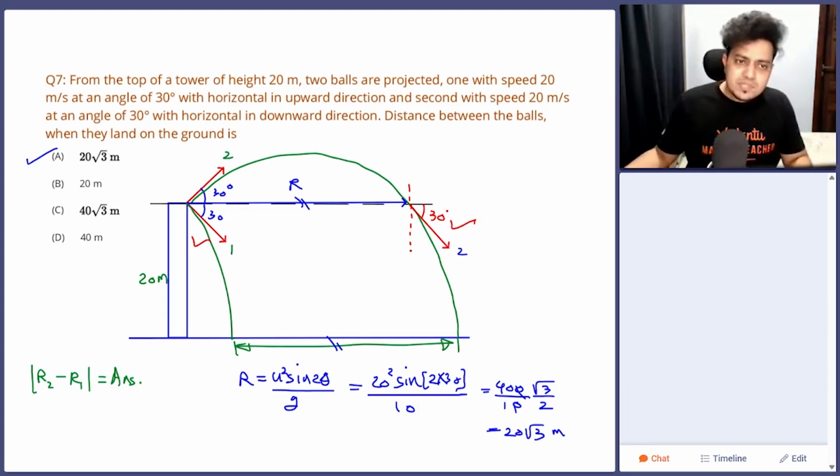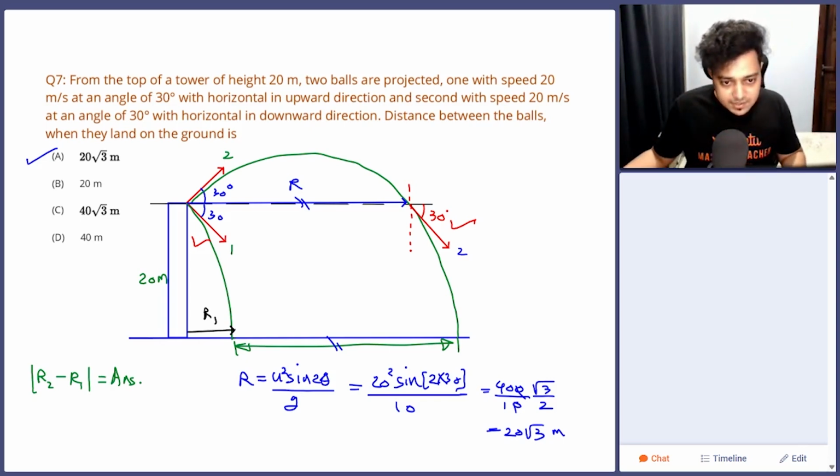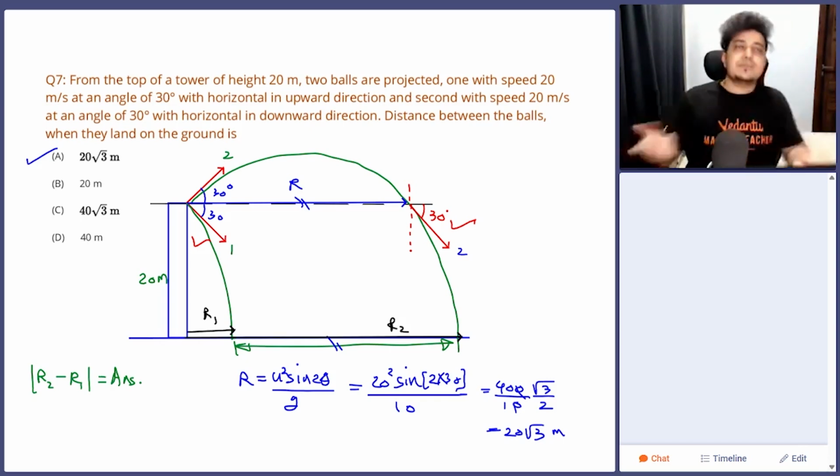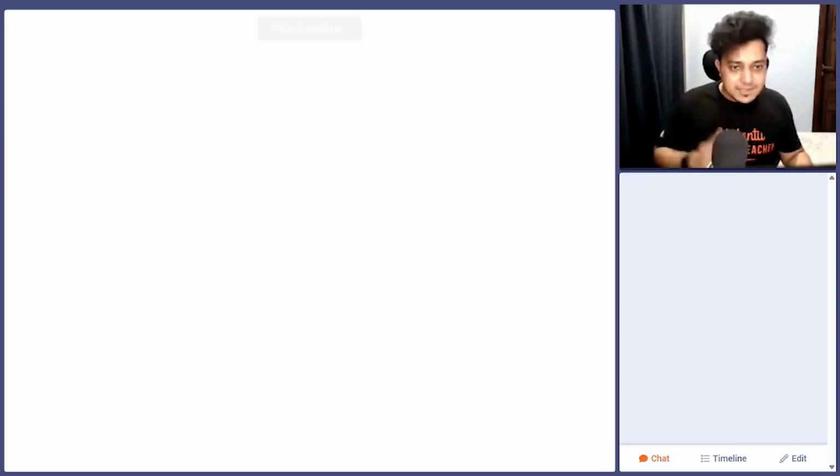Clear? The other approach is lengthier, where you have to calculate this range first, R1, then calculate this range, R2, and then subtract. Clear? Let's go to the next question.